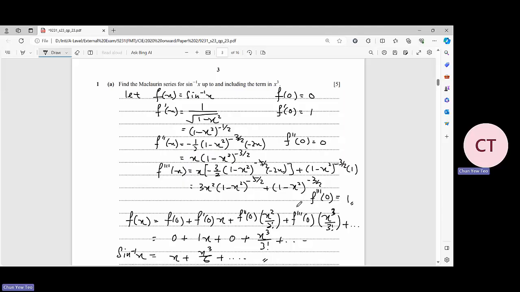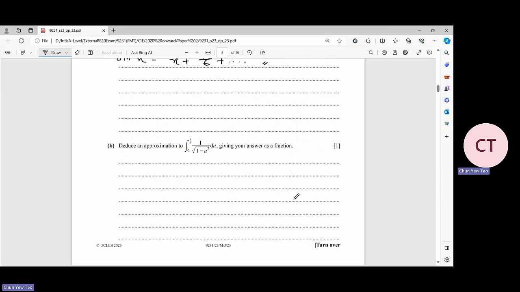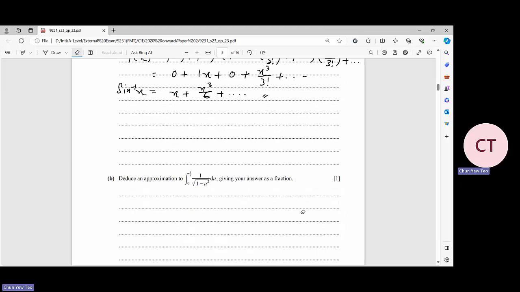Then moving on, question number 1B wants you to deduce an approximation. You see they use the word approximation. So what you can say about this is that it is only approximately equal. Over here I still write equal because I have dot dot dot, which means I have infinite terms. But if you want to write approximation, then you can just say that this is approximate, without the equal sign and without the dot dot dot.